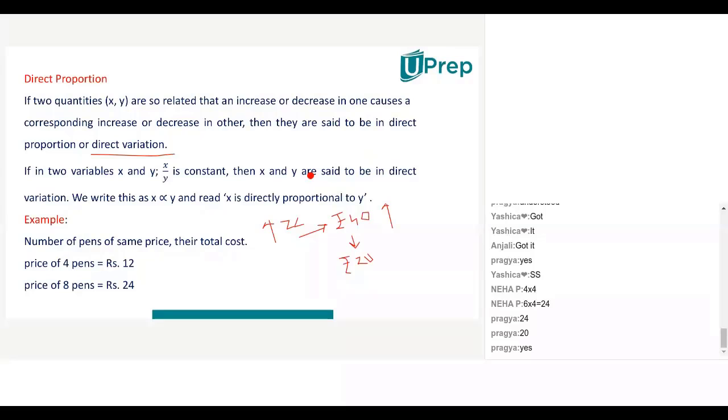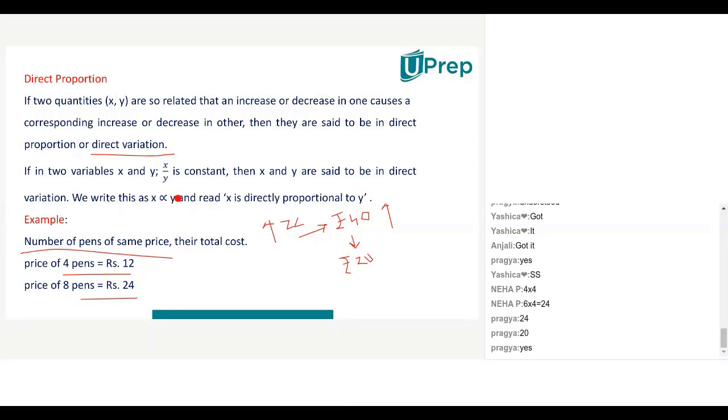Okay, so we have an example here. Number of pens of the same price. 4 pens is costing me 12 rupees. So 8 pens will cost me 24 rupees.